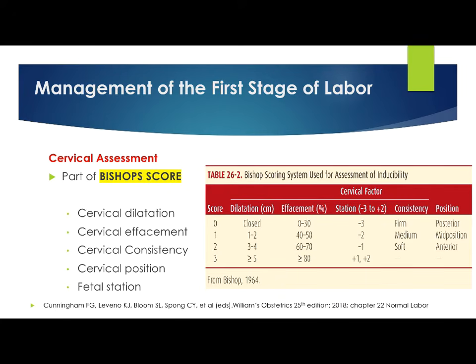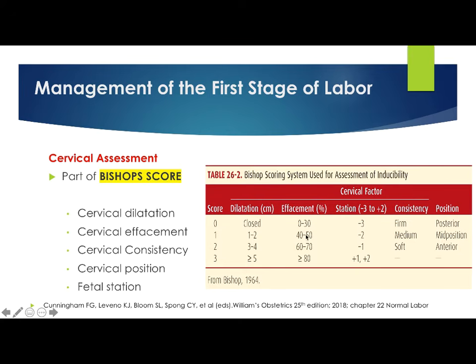So for example, you have a 30-year-old parturient who is at the ER. And on internal examination, you determine that the cervix is 3 centimeters dilated, 50% effaced, station -1, soft, and anterior. Okay, so compute for the Bishop score. Alright, so how do we compute that? A cervical dilatation of 3 centimeters corresponds to a score of 2. Cervical effacement that is 50% corresponds to a score of 1.